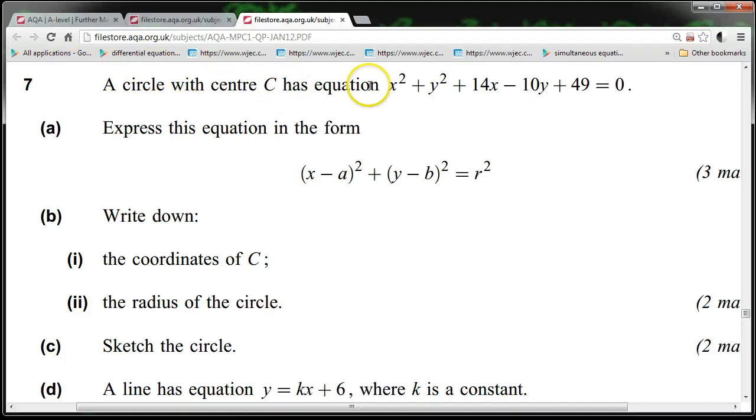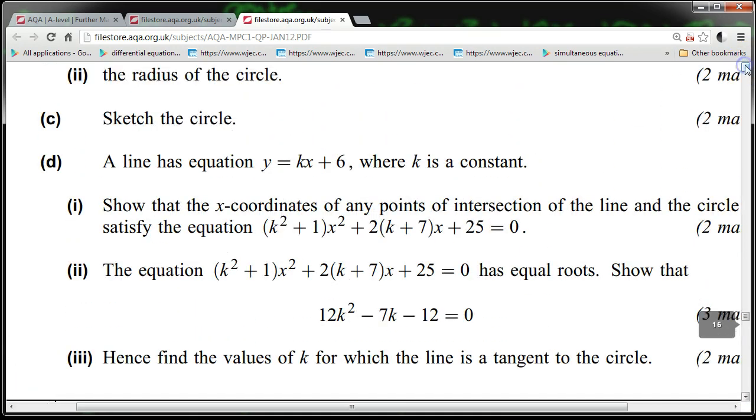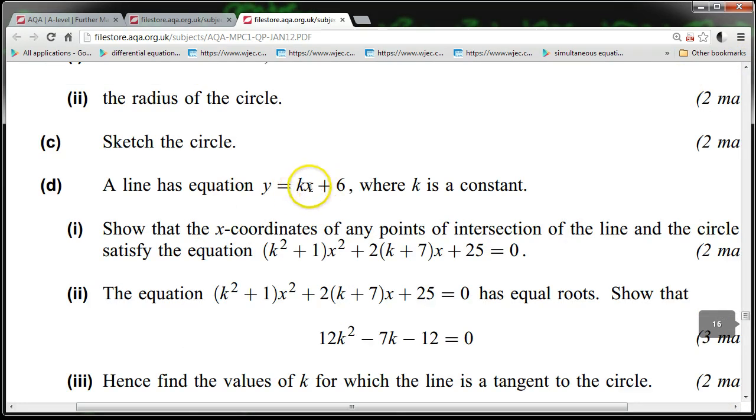A circle with centre C has this equation. Express this equation in this form. Write down the coordinates of the centre C and the radius of the circle. Sketch the circle. A line has equation y equals kx plus 6, where k is a constant.